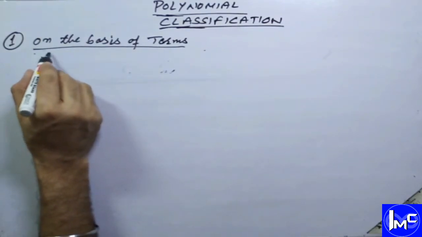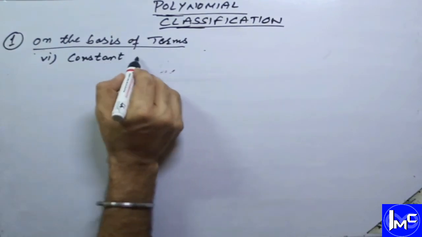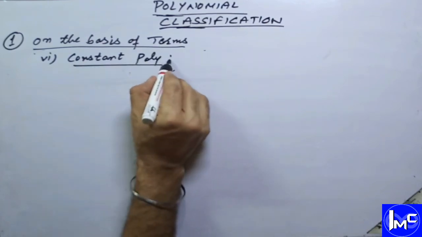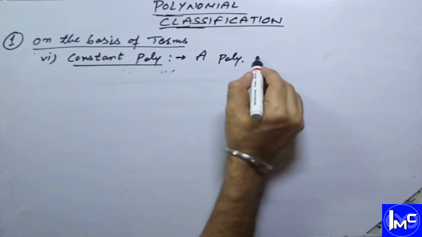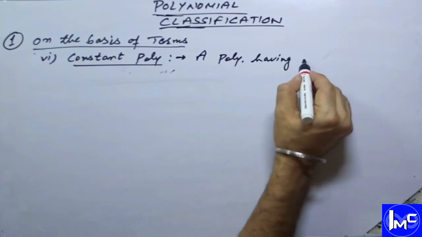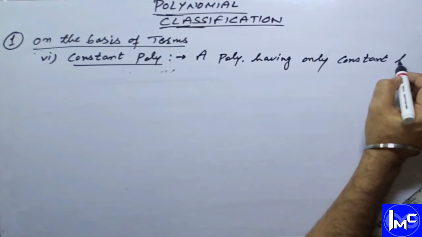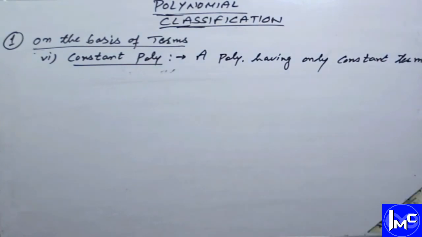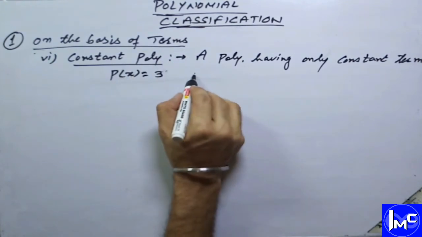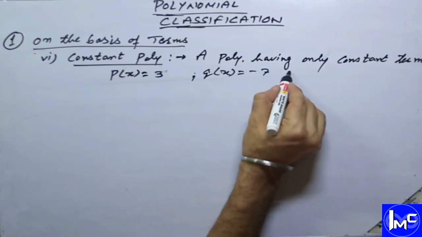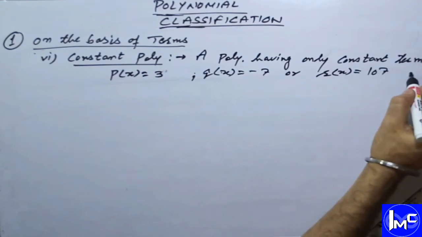And sixth type is constant polynomial. A polynomial having only constant term, like p(x) is equal to 3 or q(x) is equal to minus 7 or r(x) is equal to plus 107, etc.